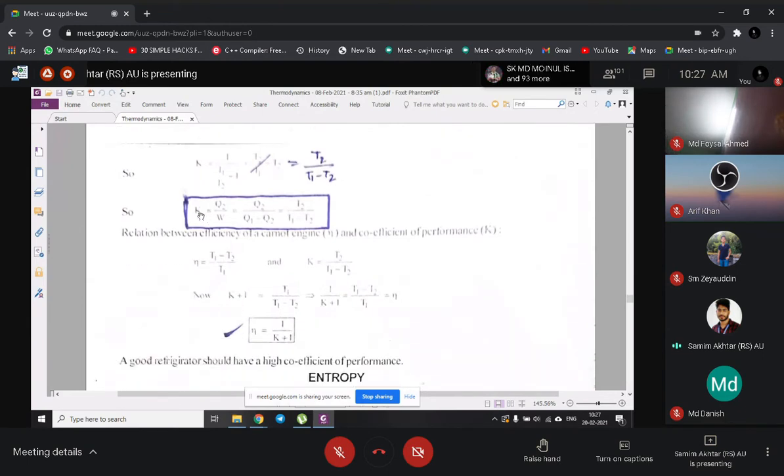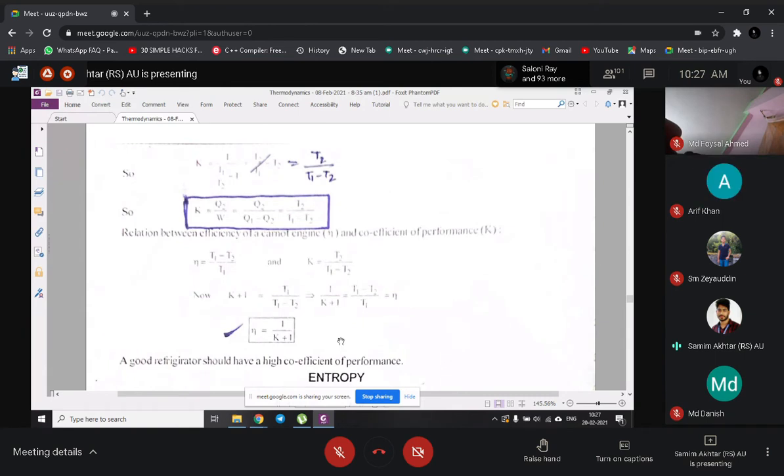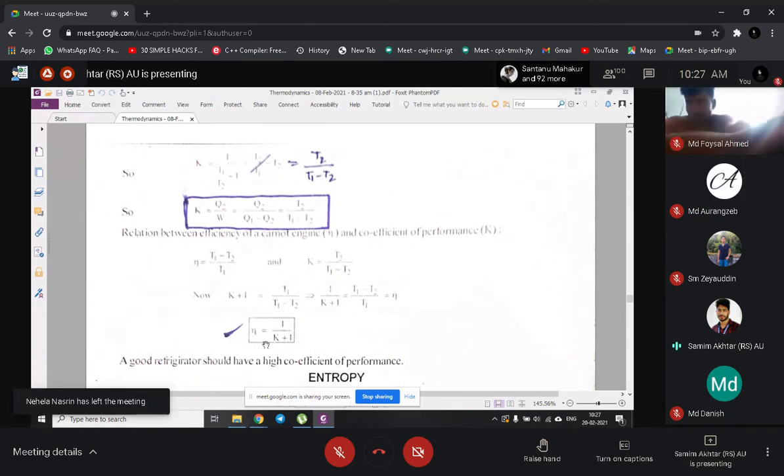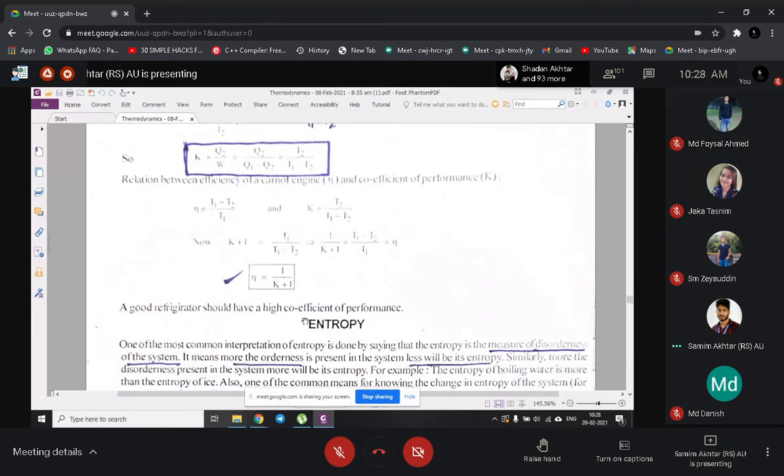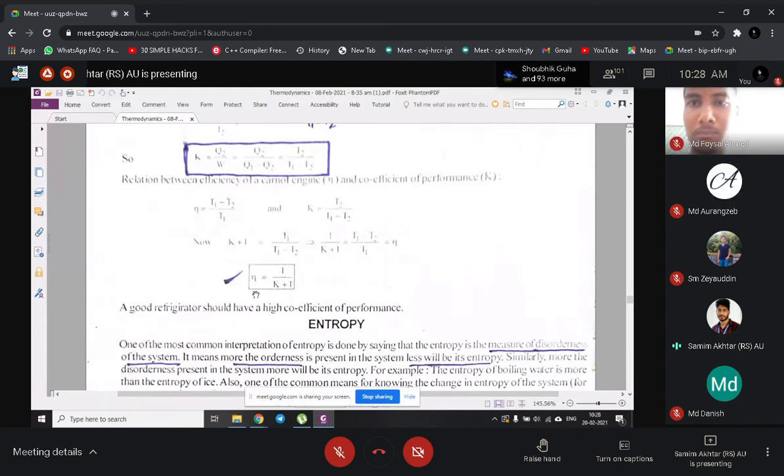Basically K is the performance of the refrigerator, and eta is the efficiency of the heat engine. There is a relation between them: eta equal to 1 by k plus 1. You must remember this, because we will give some mathematical problems. Okay, eta equal to 1 by k plus 1. This is the relation between the performance of the refrigerator and the efficiency.